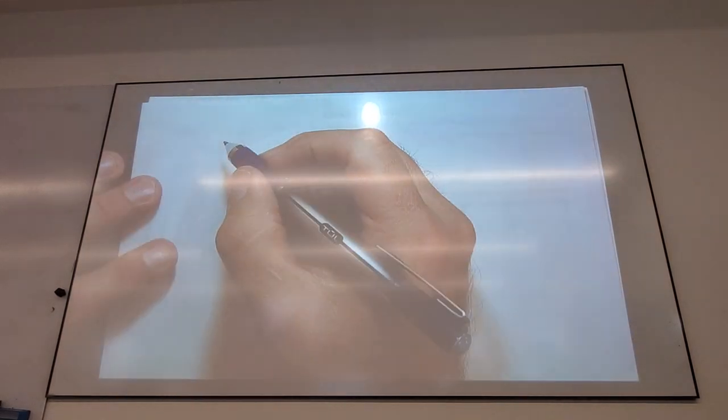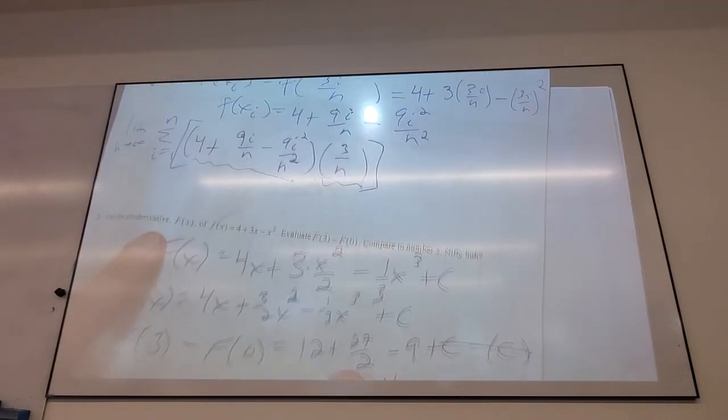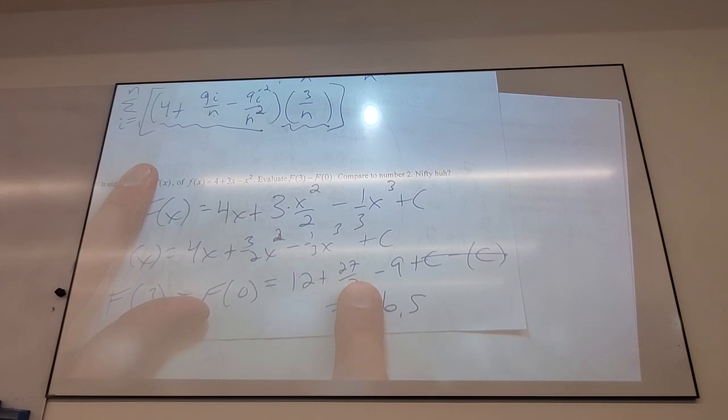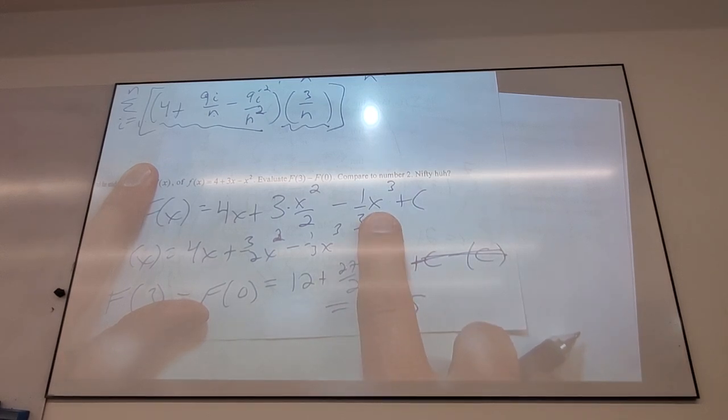At the end of it, was it negative 9 plus C, or was it more C? And the C's got canceled, and I just had 12 plus 27 and a half minus 9. The C's canceled here, right? How do you get a minus? Oh, it's because it's minus 1/3, 3 cubed, yeah.